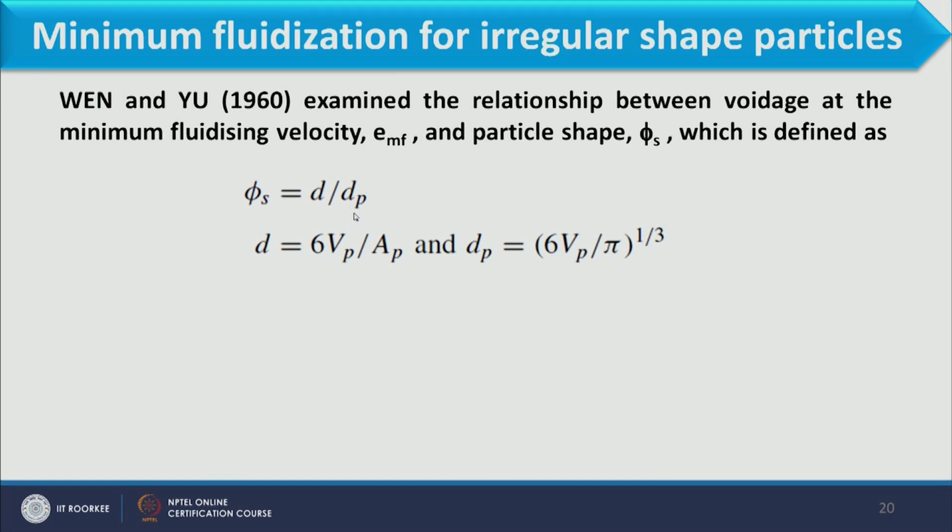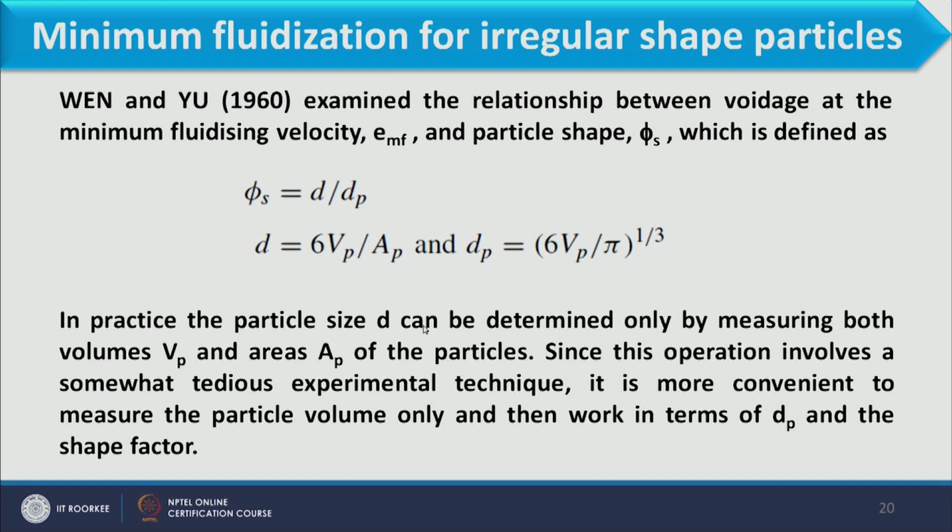From this condition, whatever d we have used earlier will be replaced with phi s times dp, where d is 6 Vp by Ap and dp is the cube root of 6 Vp by pi. So here you see this dp is basically the diameter of a particle having the same volume as that of the particle, which is nothing but Vp.